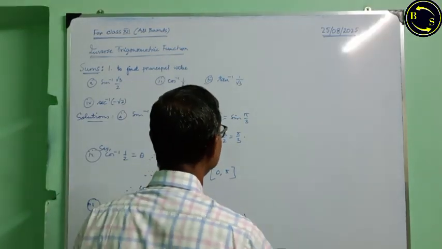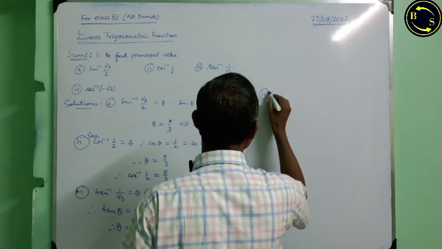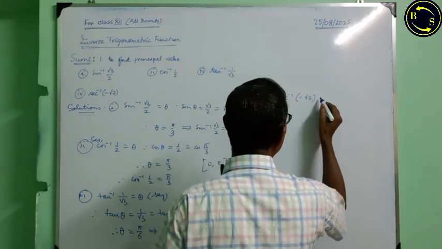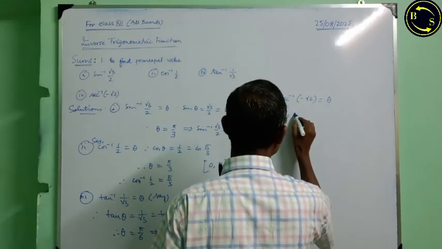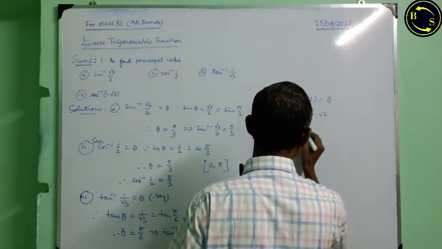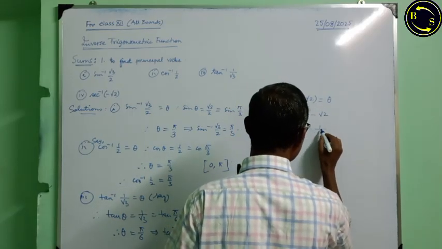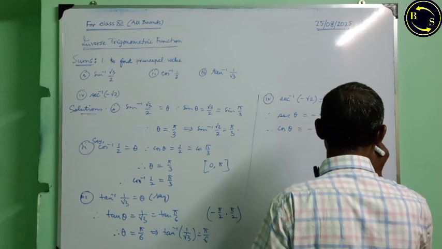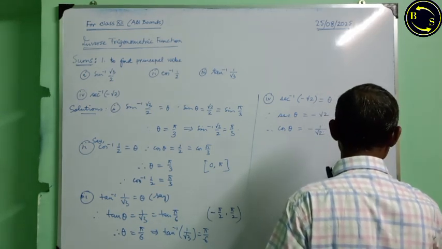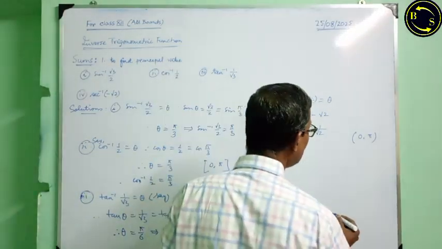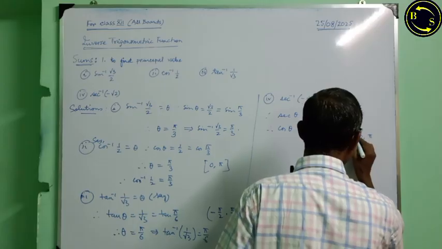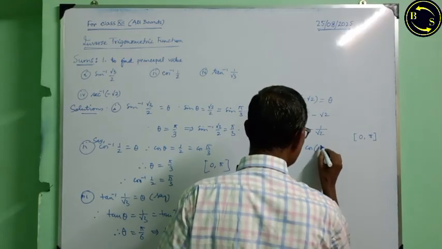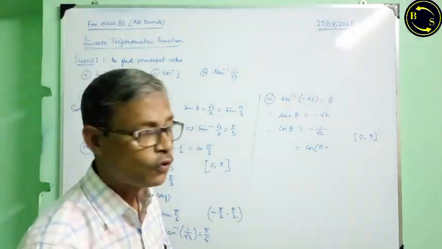Then we have sec inverse. Therefore, sec theta equal to minus root 2. Therefore, cos theta equal to minus 1 by root 2. We have converted to cosine, and we know that principal value interval is this. Sorry, it will be closed, and cos of theta equal to minus 1 by root 2 means pi by 4.